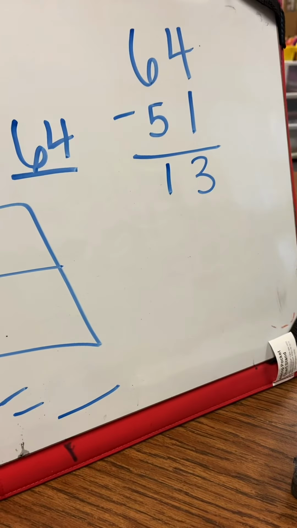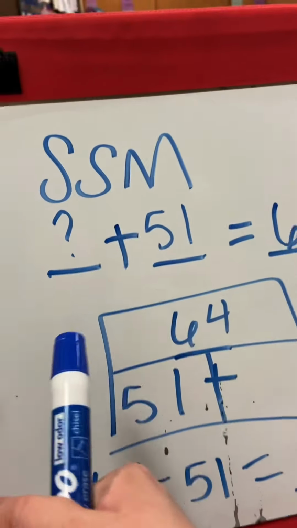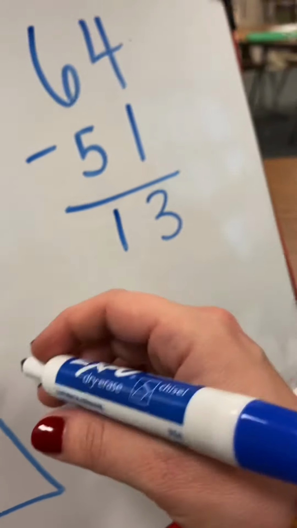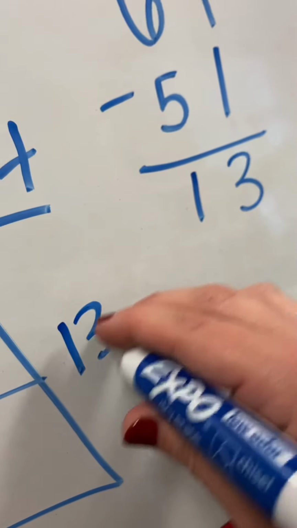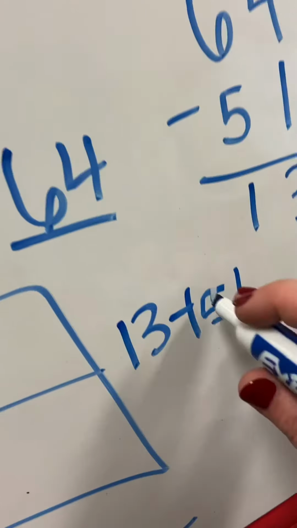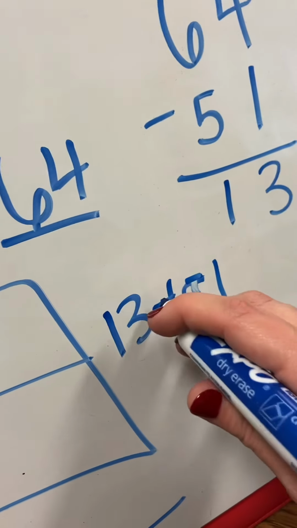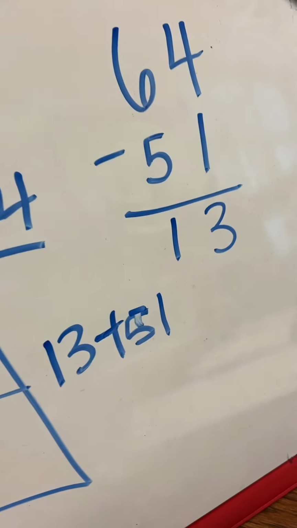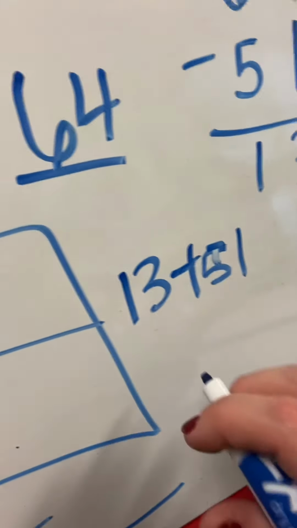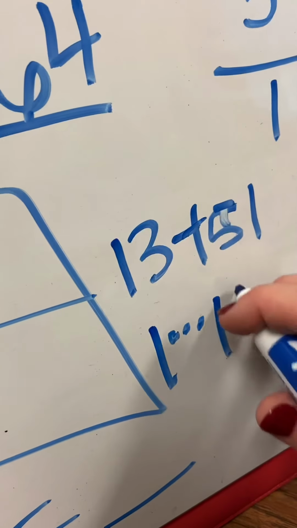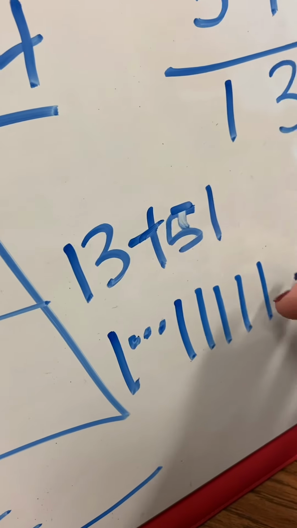We could use a different strategy to check, and we could also plug that number in here to check. So that checking might look like this: 13 plus 51, and we're checking to see if that equals 64. I could use a different strategy to check this, or the algorithm again. I will do base 10 model. So 10, 11, 12, 13, and then 10, 20, 30, 40, 51.